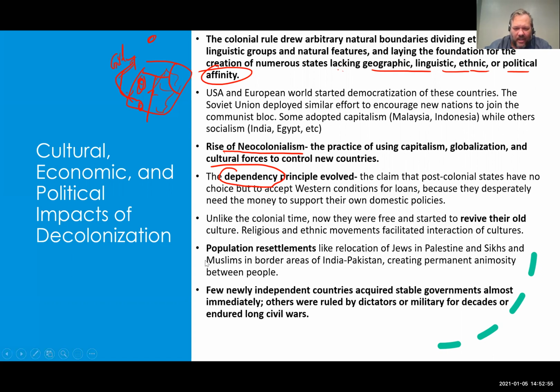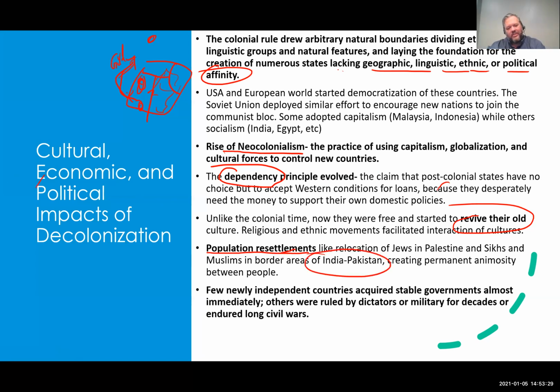All right, let's see. One positive side is that a lot of these countries were able to revive their old cultures. Religious ethnic movements facilitated interaction of cultures, and so there was some resurgence or revival of those earlier cultures. We do end up with population resettlements. And so think about what we talked about, the Jewish people in Palestine, and then we'll look at the India-Pakistan border in Kashmir. That's coming up in just a bit.